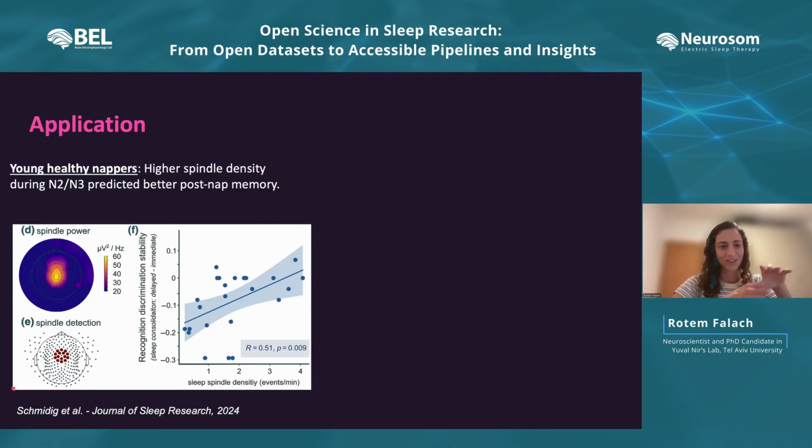And never mind, it's not the main topic here, but here you can see the same topography that we had before. Right here, the spindle power is in the middle, as we expect. And here you can see that the spindle density, the events per minute, is positively correlated with the stability of the memory.